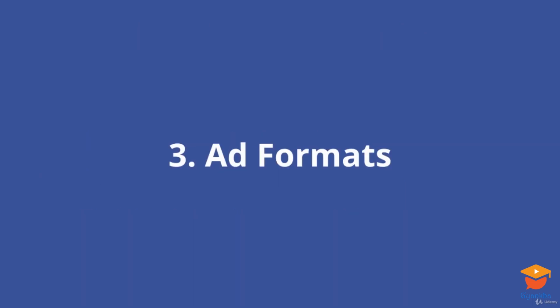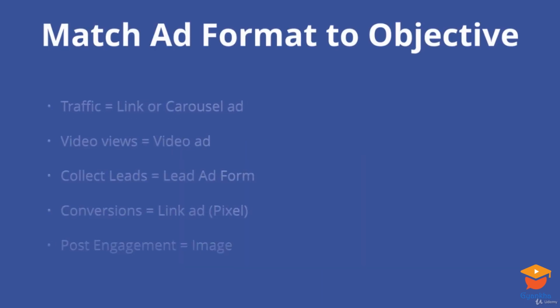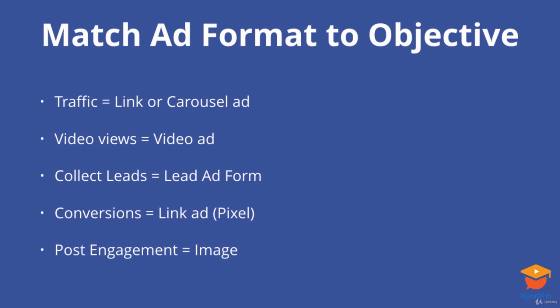Moving on to the third key to success with Facebook ads, it's ad formats. Now, the key thing here is that you really want to match your ad format to the objective. There's a lot of different formats for ads on Facebook. You can use videos, you can use images, you can use what's known as carousel ads. And here are some basic rules that you can follow. If you want to get traffic to your website, you should use an image, a link click ad, or a carousel ad. If you want to get video views, obviously use a video.